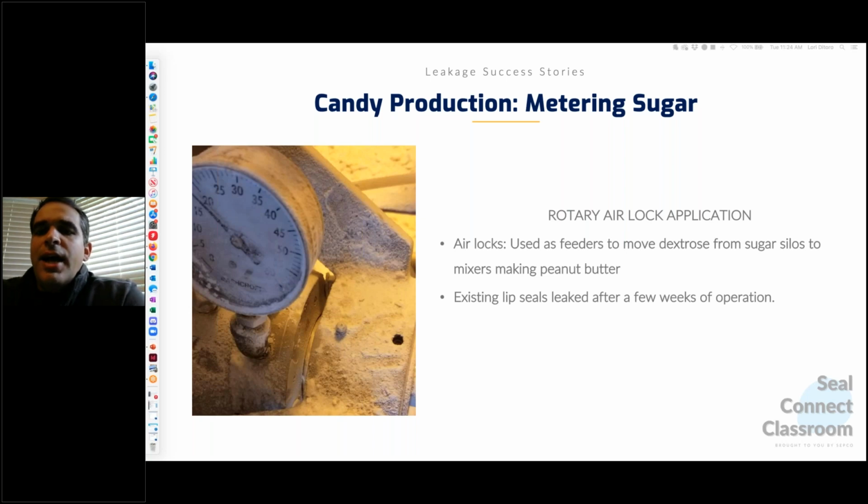Okay, so the airlocks we use were used as feeders in this application that we're looking at here. They're used as feeders to move dextrose from sugar silos into mixers making peanut butter. The lip seals, which is what they were currently using, and I know half of you said you're using lip seals, are basically just literally a rubber lip ring that goes in the stuffing box bore. Over time that rubber wears the shaft and the shaft wears the rubber, and then the leak path is created by that as well.